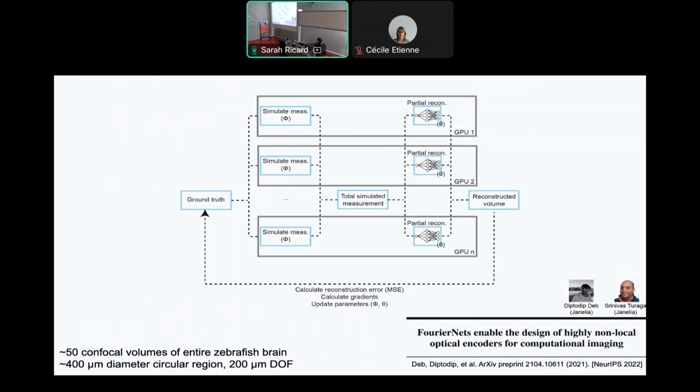So they basically have a cluster of computers, but the idea is the same. I take this ground truth volume, I simulate the imaging process with my optical encoder, which is initialized with random parameters. And every time that I try to reconstruct the volume, I calculate the reconstruction error, and I update the parameters of the optical encoder in order to improve my estimate. And I do that repeatedly, until at a certain point, my reconstruction looks like my ground truth.